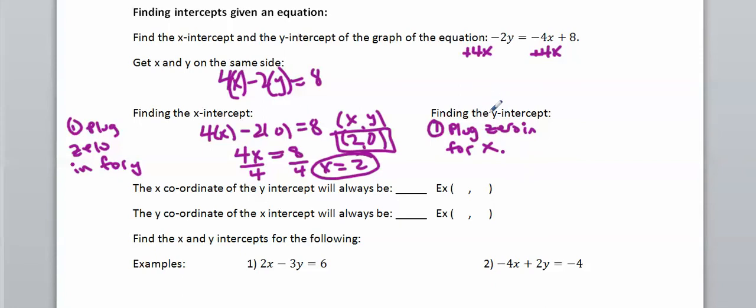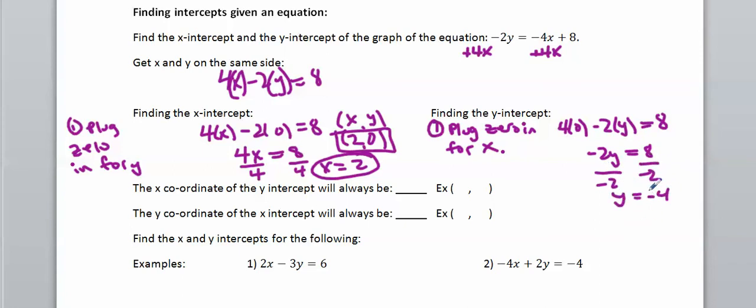Okay, so plug in 0 for the one you're not trying to find. So I'm going to take this same equation, and instead of replacing the y with 0, I'm going to replace the x with 0. So I get 4 times 0 minus 2 times y is equal to 8. Negative 2y is equal to 8, and then solve for y. So I divide both sides by negative 2, y is equal to negative 4. And again, I want an ordered pair, x before y, so we get 0, negative 4. Okay?